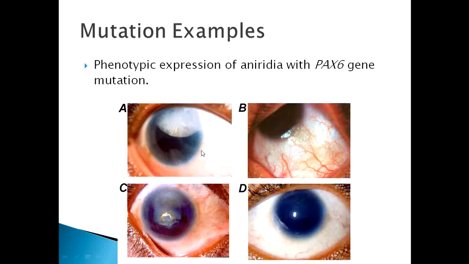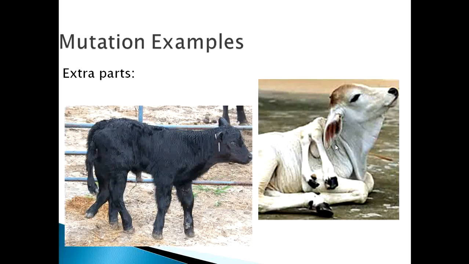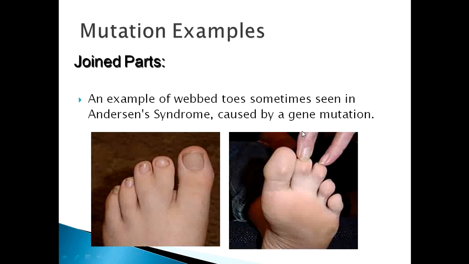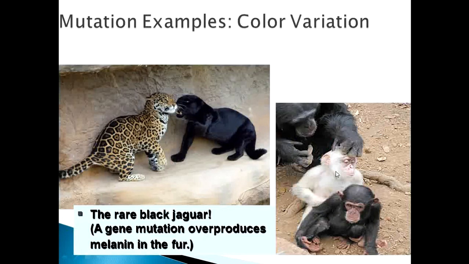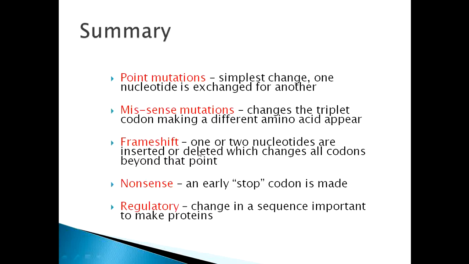You can see an example of aniridia with the PAX6 gene. A snake with 2 heads, a duckling with one extra part. These are all examples of mutation. Animals with extra body parts. Web2, which occurs in Anderson syndrome, is also an example of mutation. Black jaguar: a gene mutation overproduces melanin in the fur. Belgian blue bull: a gene mutation for muscle growth causes it to happen without any steroids.